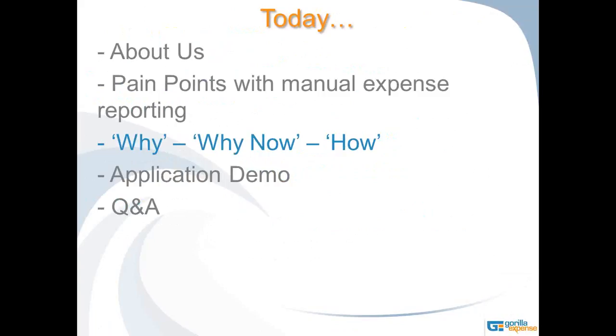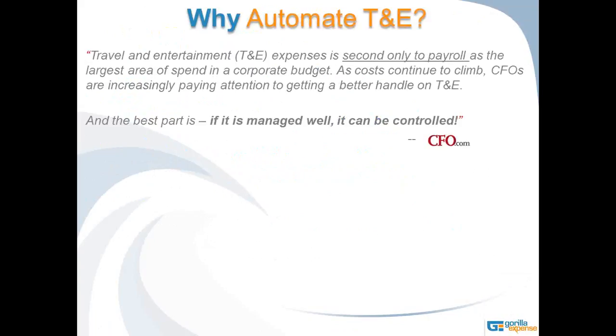should I do this? Why should I do it now? Why is it more applicable today? And how do you go about doing it? Well, why automate T&E? This is a quote from our friends at CFO.com, where they interviewed several CFOs and controllers, and what they said is T&E is second only to payroll in terms of the size of spend in a corporate budget. So it's a lot of money that companies spend in T&E, and it's only expected to rise.